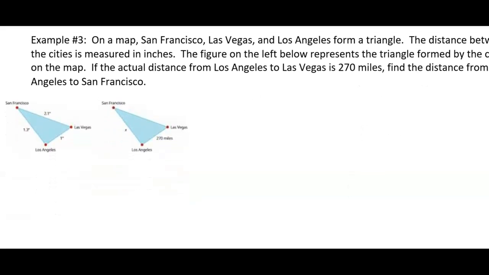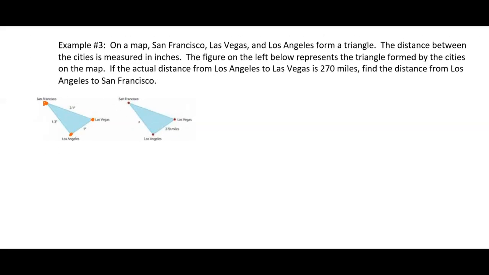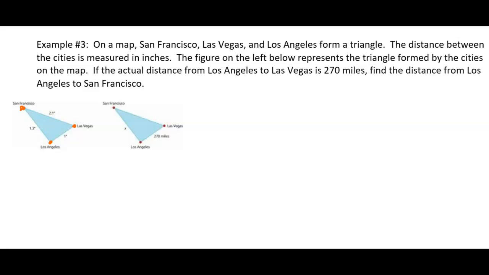On a map, San Francisco, Las Vegas, and Los Angeles form a triangle. So that's my map here. Here's San Francisco, Los Angeles, and Las Vegas. The distance between the cities is measured in inches. The figure on the left below represents the triangle formed by the cities on the map. If the actual distance from Los Angeles to Las Vegas, this distance right here, is 270 miles, find the distance from Los Angeles to San Francisco. So we're trying to find this distance here. That's going to be our X, our question mark.